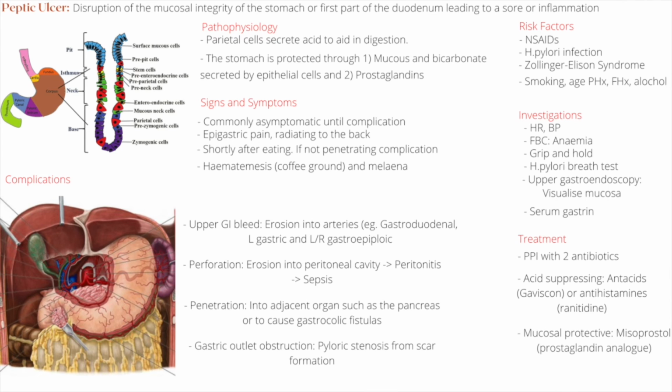If this is not successful, agents that suppress acid, such as antacids, Gaviscon, or antihistamines, such as ranitidine, can be given. Because if you remember, histamine stimulates parietal cells to secrete acid. Finally, mucosal protective agents can be given, such as prostaglandin analogs like misoprostol.